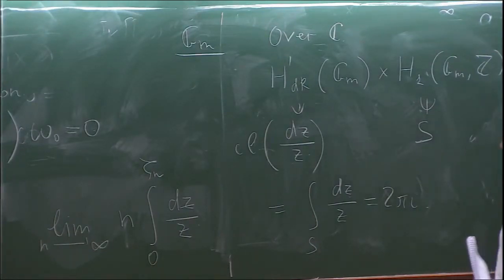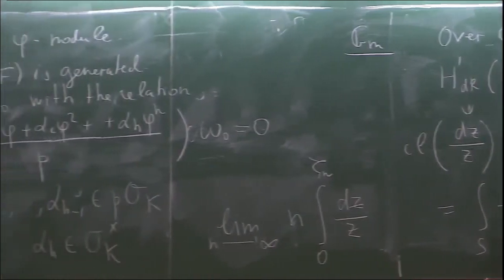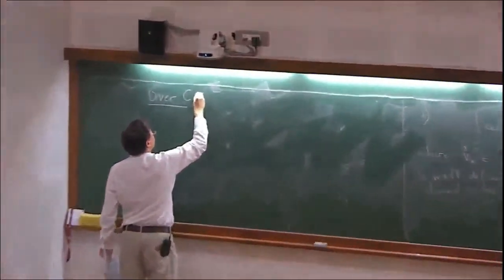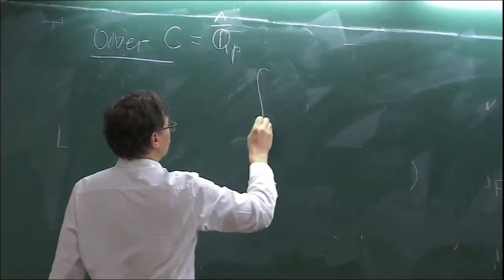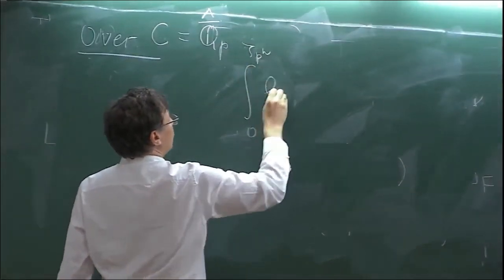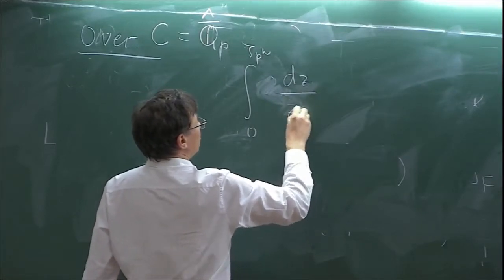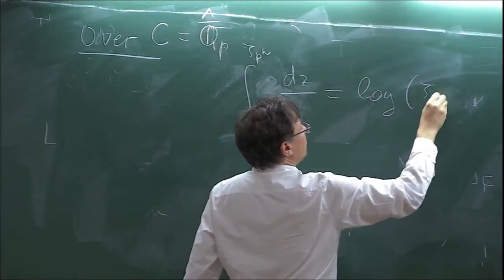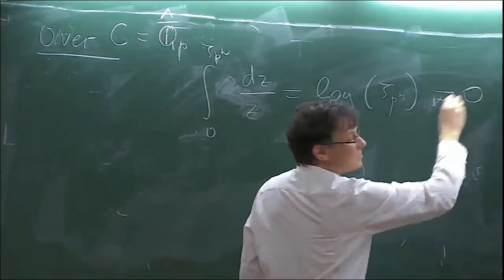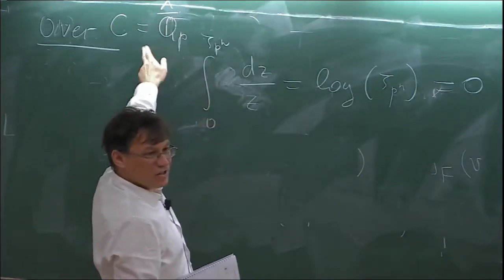If we do exactly the same thing over Q_p or C_p, if we take the integral from 0 to zeta_{p^n} of dz by z, this is a logarithm of zeta_{p^n}, which is 0. So we cannot do it directly in C.